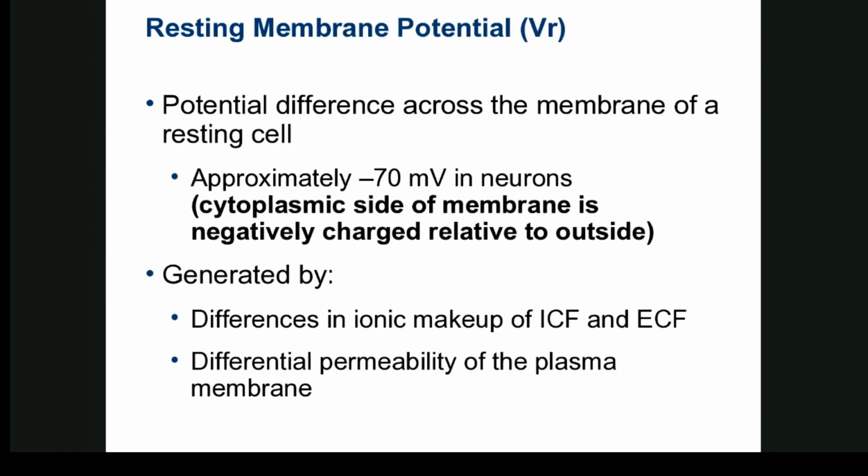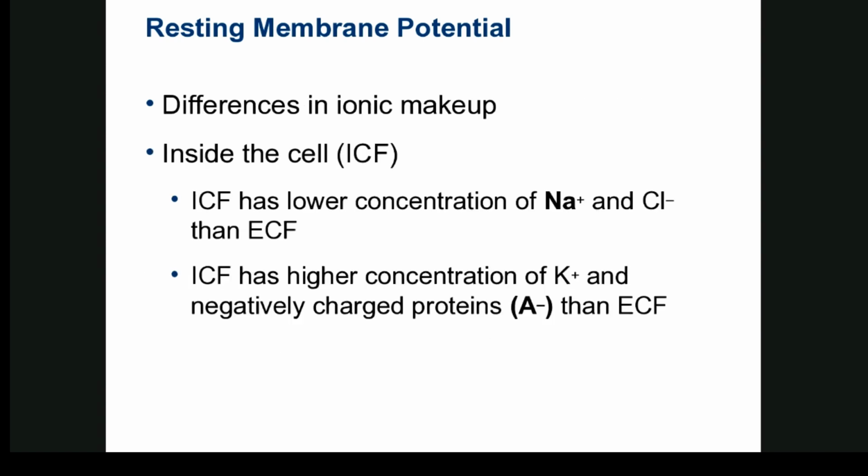Now, the potential difference is when you have a potential to have a charge, a flow of electricity. From the cytoplasmic side to the inside of the cell, the potential difference is approximately -70 millivolts. And it's made up by differences of intracellular fluid and extracellular fluid, as well as permeability of the plasma membrane. Now, inside the cell, the intracellular fluid has a low concentration of sodium, but a high concentration of negatively charged proteins or anions.